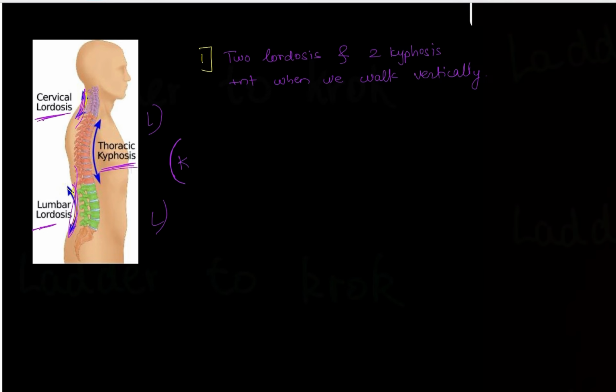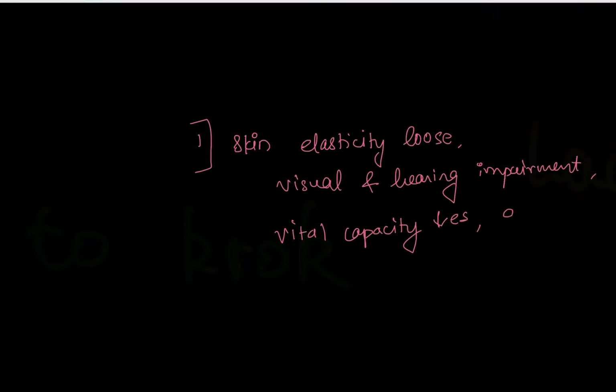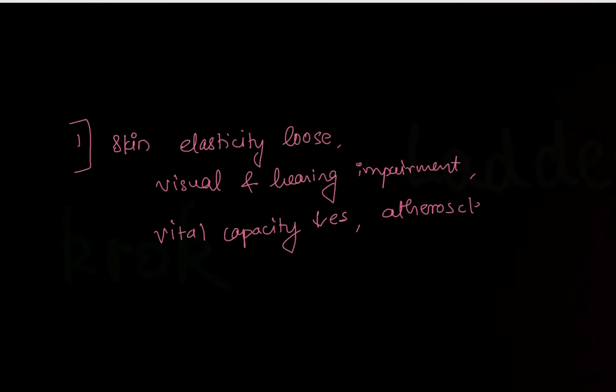Lastly, they give most of the questions on the elderly, or sometimes they give the option as aging. That is, they will give all the old age problems, the problems which elder people face. For example, they'll give you skin elasticity is loose. They have visual and hearing impairment. Sometimes they give vital capacities decrease. Vital capacity includes their lung capacities. Okay, their vital capacity decreases. They give the person has atherosclerosis. Their arterial pressure is high.